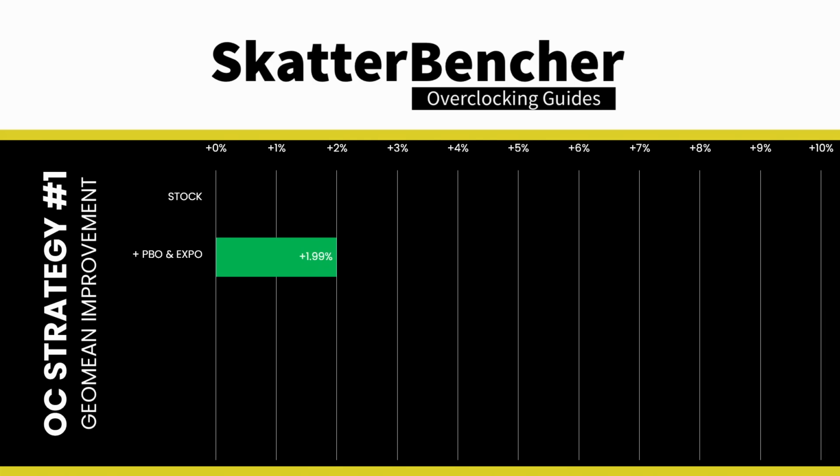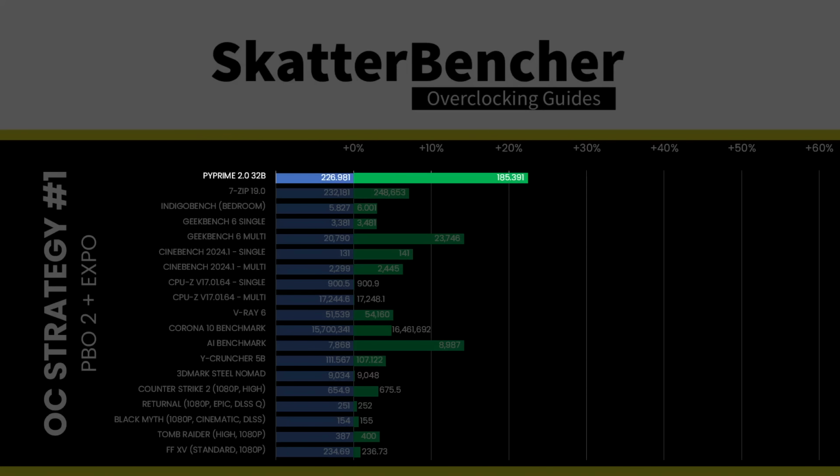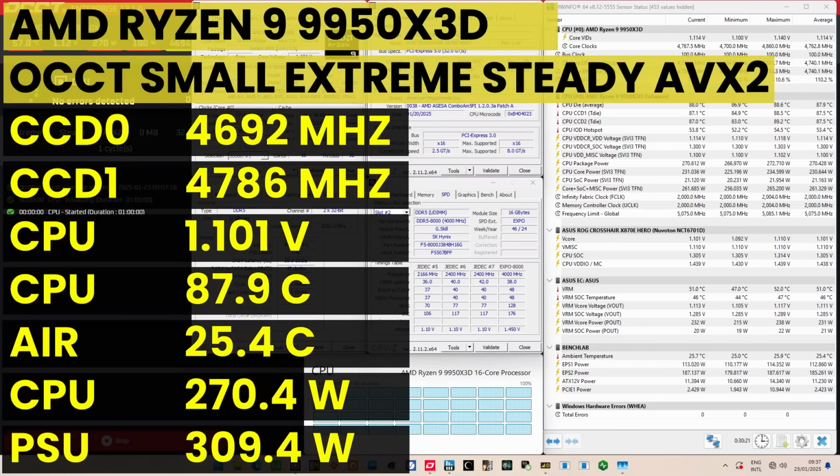The geomean performance improvement is plus 1.99%, and we get a maximum improvement of plus 22.43% in PY prime. When running the OCCT CPU AVX2 stability test, the average CPU CCD0 effective clock is 4692 MHz, and CCD1 effective clock is 4786 MHz with 1.101 volts. The average CPU temperature is 87.9 degrees Celsius. The average CPU package power is 270.4 watts.